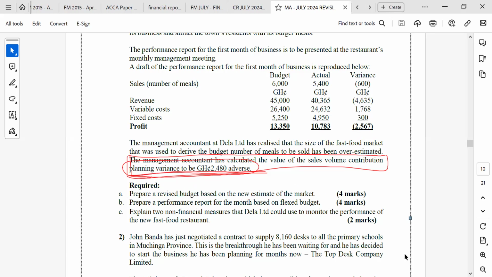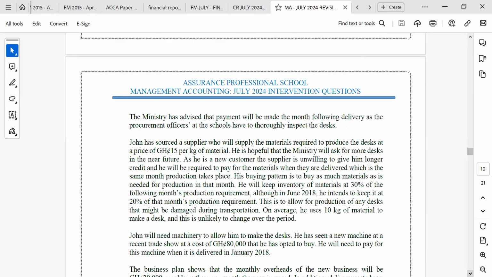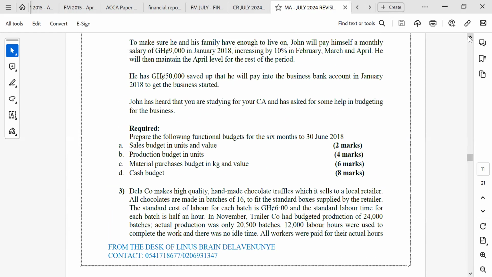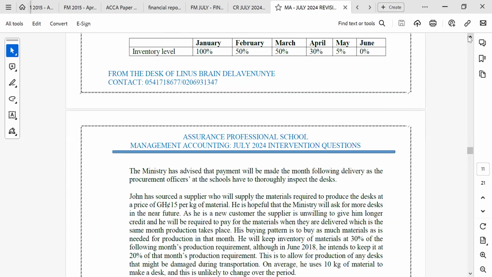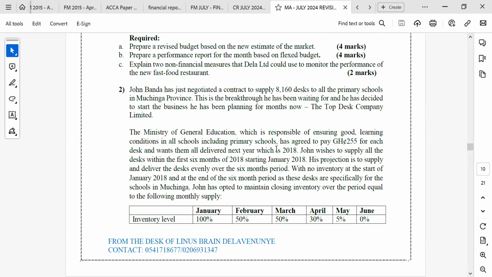Okay. So let's take question number 2, which has all the basic side of budgeting. So let's take that. Then we now enter the issues of variance analysis. Question number 2.